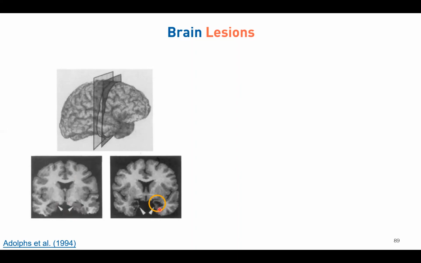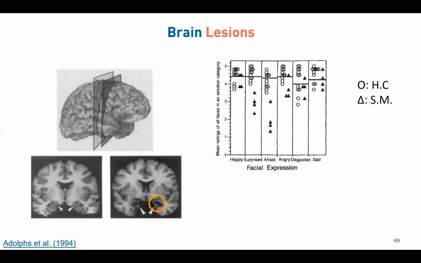If you have learned or heard about the brain area called amygdala, you might know that the amygdala is found to be associated with emotion very often. So this research studies the emotion recognition of the patients relative to the healthy control. See here, this SM is the code for the patient, and here are the healthy controls.